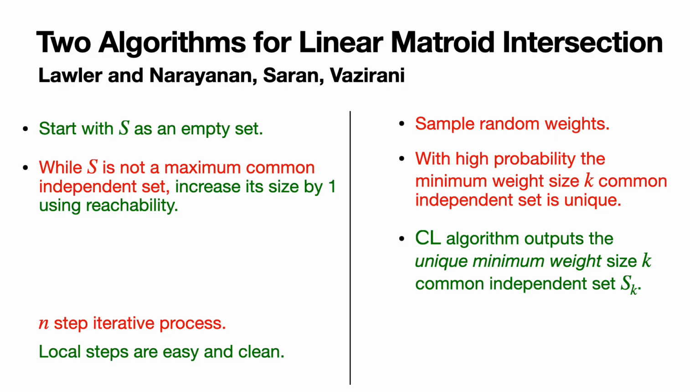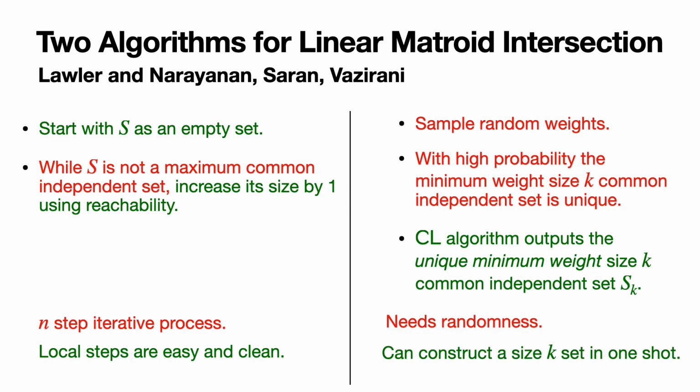Now for the algorithm on the right, the thing that we can't do is sample random edge weights, right? Because we have no randomness. But given good edge weights, the actual CL algorithm to output that common independent set is doable in CL, of course. So the problem with the algorithm on the right is that it needs randomness, but the good thing is that it can construct a large set in one shot.